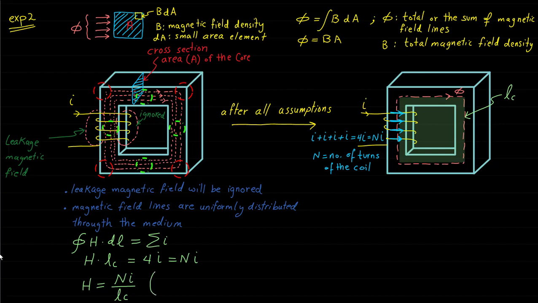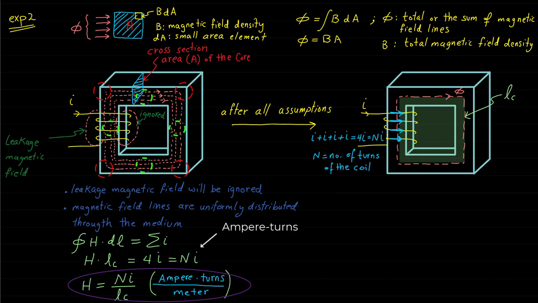It is very clear from this equation that the magnetic field intensity H is directly proportional to the number of turns of the coil N and the amount of the excitation current I, and inversely proportional to the length of the magnetic path Lc. The turns Ni is called Ampere's turns of the coil, which is also called magnetomotive force, MMF, and denoted by capital letter F.